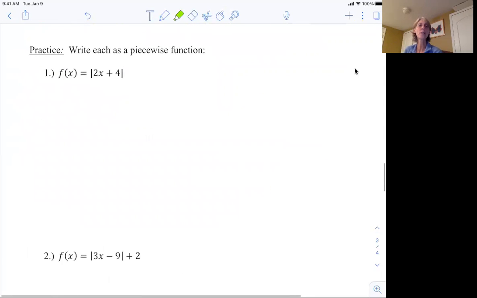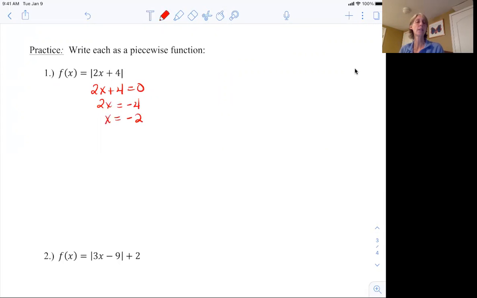So we're going to start with this function. f of x equals the absolute value of 2x plus 4. Okay, you don't even need to really know what it looks like to do this problem. The first thing we do is find the vertex. To find the vertex, or where it shifts from one line to the other, we just set inside the absolute value equal to 0 and solve. So this is going to change functions when x is negative 2. That's our vertex, so to speak.